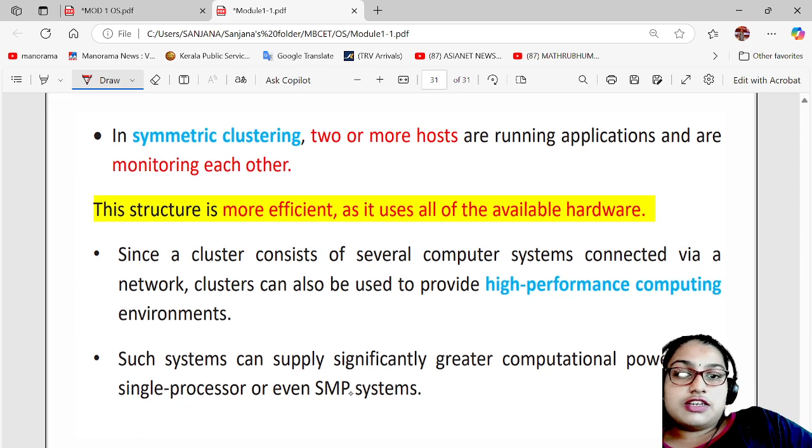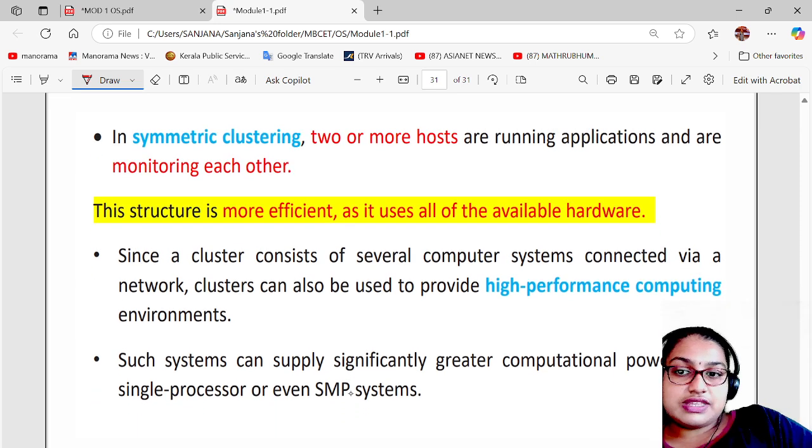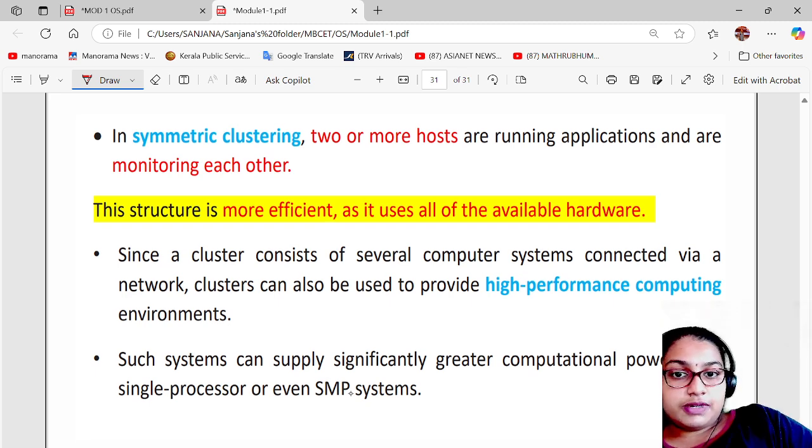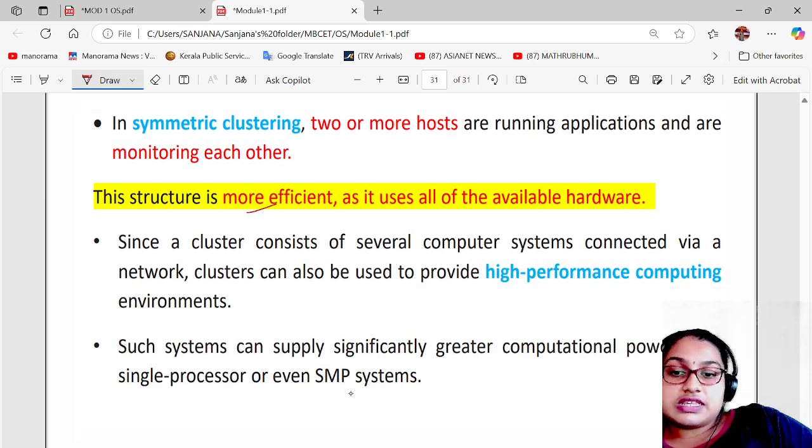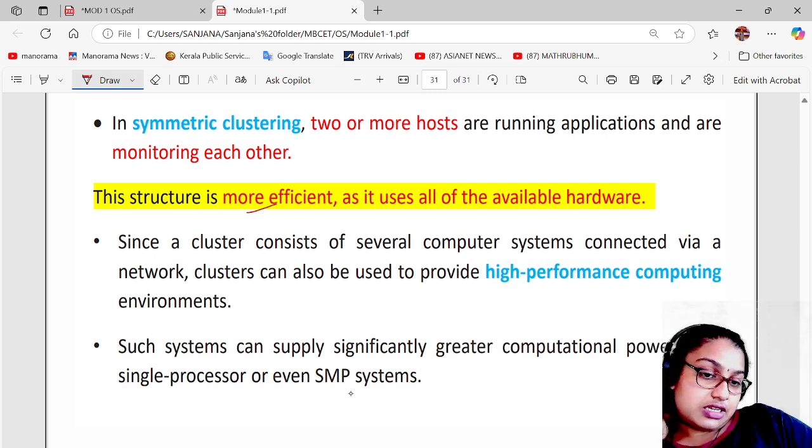In symmetric clustering, two or more hosts are running applications and are monitoring each other. Symmetric clustering is much more efficient as it uses all of the available hardware. Since a cluster consists of several computer systems connected via network, clusters can also be used to provide high performance computing environments. Such systems can supply significantly greater computational power than single processor or even SMP systems.